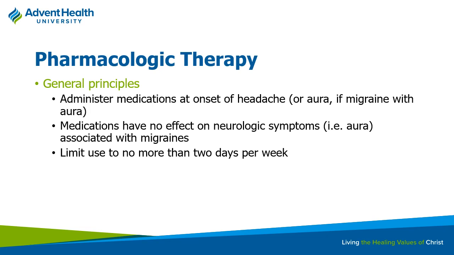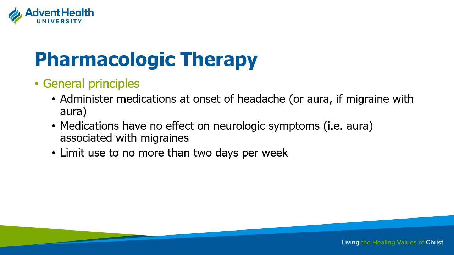And typically, we like to have no more than 2 times per week we're using these abortive therapies. Why do you think that is? You get a lot of rebound headaches. It's called medication overuse headache, where by using these medications too frequently, you'll find that one, they get less effective as time goes on, and then you get a lot of rebound headaches when you're not using them all the time.